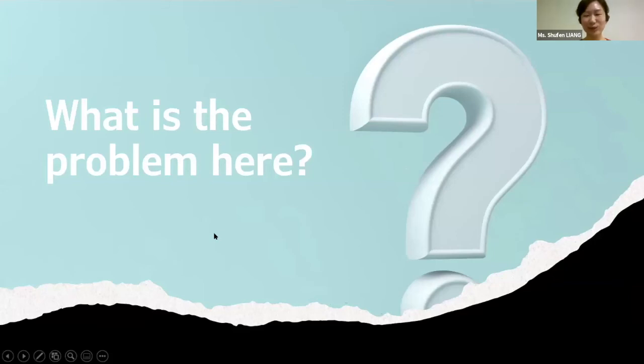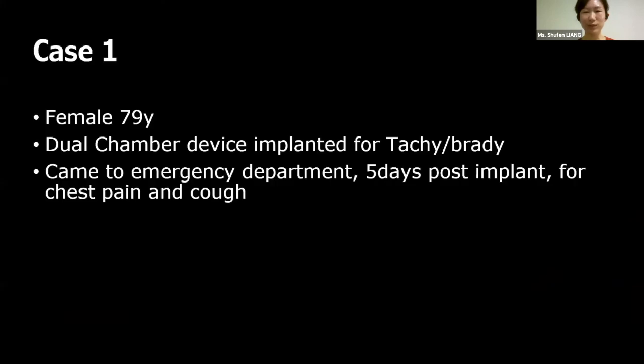Okay, so we had 3 patients, and let's see what they have. Our first patient is a 79-year-old lady. She has a dual chamber pacemaker implanted for tachy-brady syndrome. Five days post-implant, she came to the emergency department with chest pain and cough.